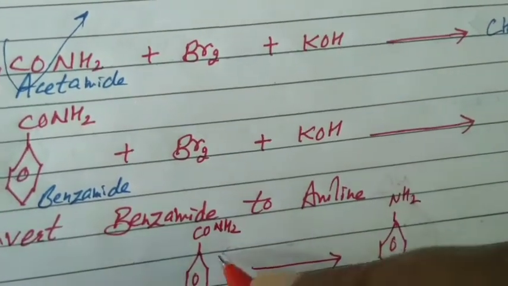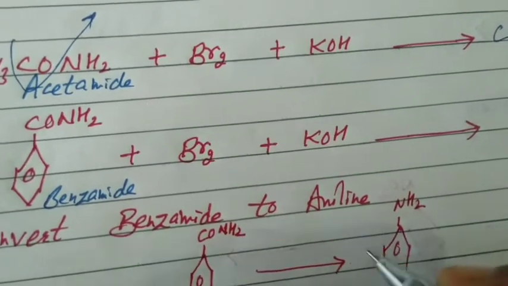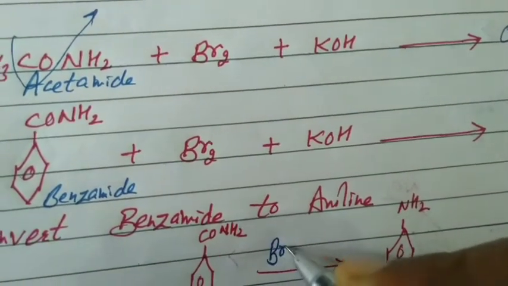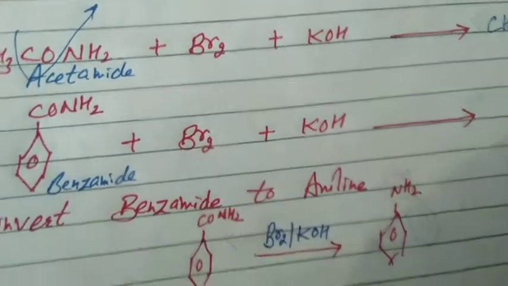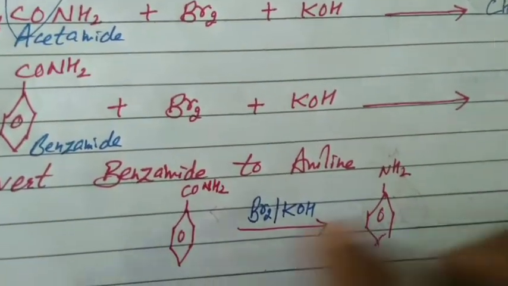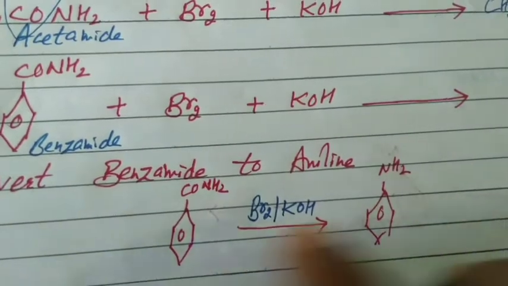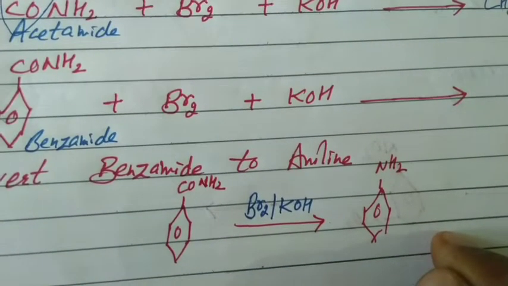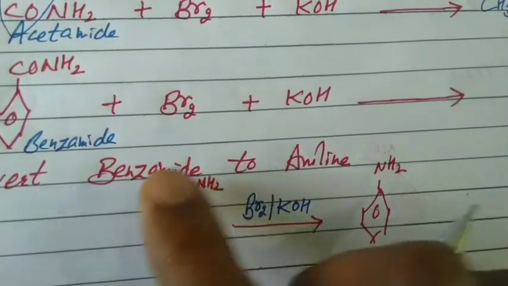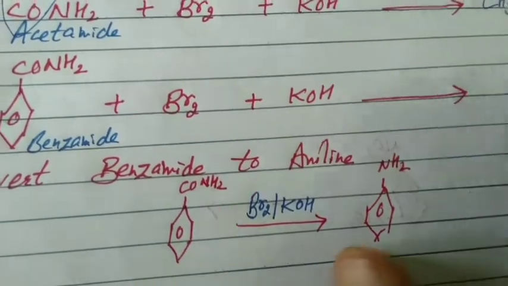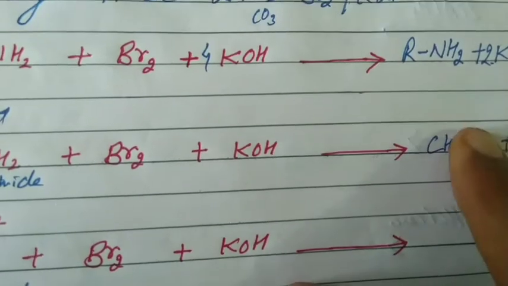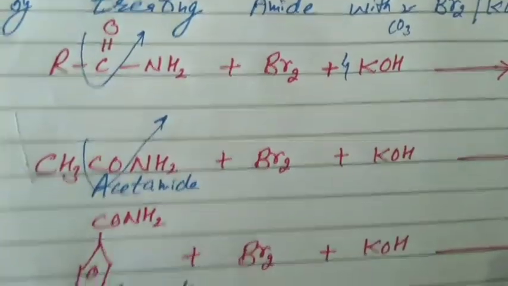Whenever we have to convert amide to amine, you only have to write bromine and base on the arrow. Definitely you will get 1 mark. If it is of 1 mark, that is the route. No need to mention the byproduct, it is conversion. What I told you, whenever we have to convert amide to amine, we apply degradation reaction. It is called degradation reaction because the amine has 1 carbon less than the parent amide.